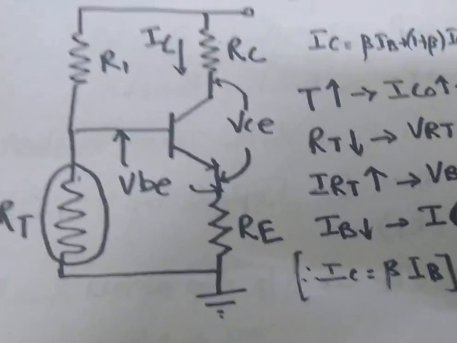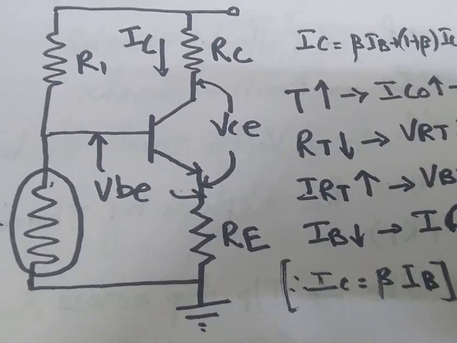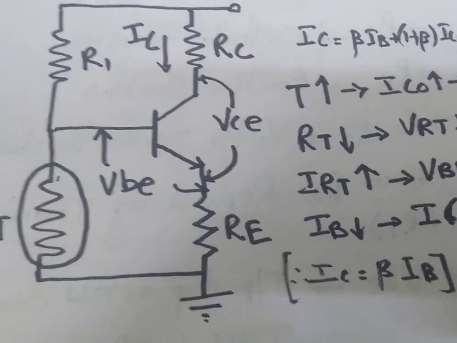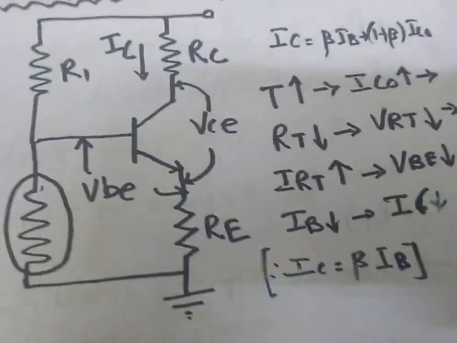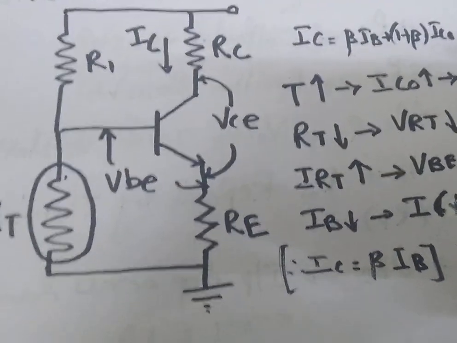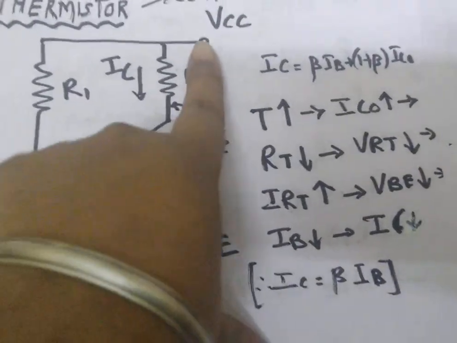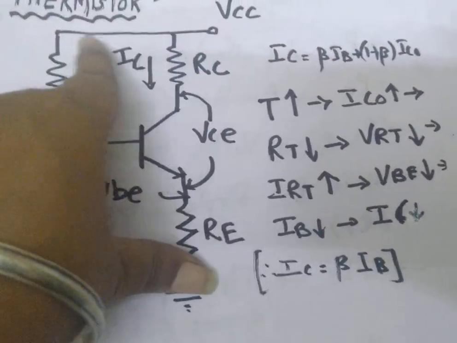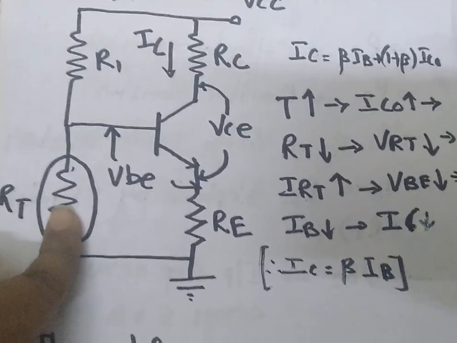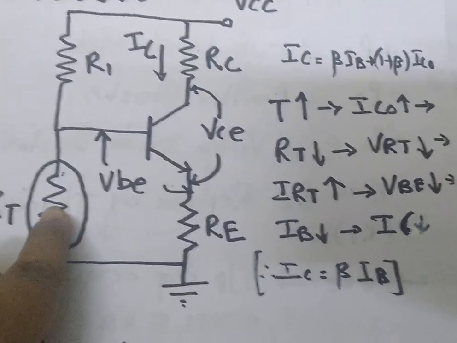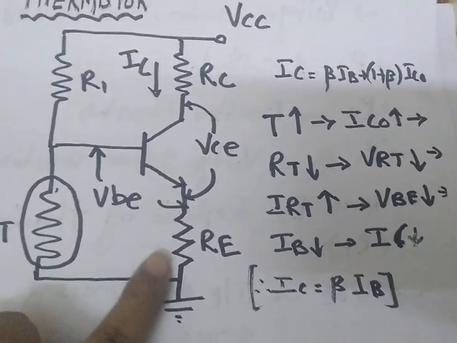So the temperature effect, when temperature increases, would definitely affect the circuit, but that effect is eliminated. This type of compensation is called thermistor compensation. Very clear? Now here the temperature increases, and the entire current flows through the resistor. The value of RT decreases. RT decreases means VRT, the drop, decreases, but IRT, with more current flowing, will increase.